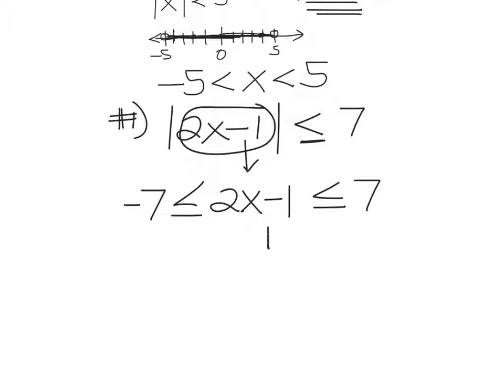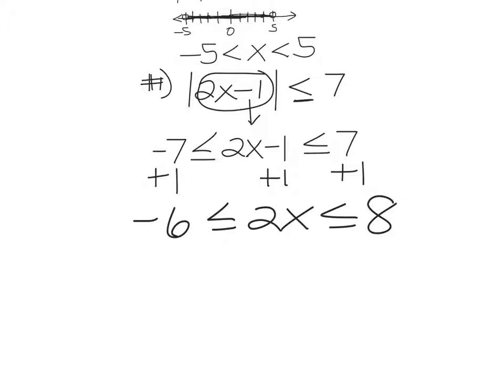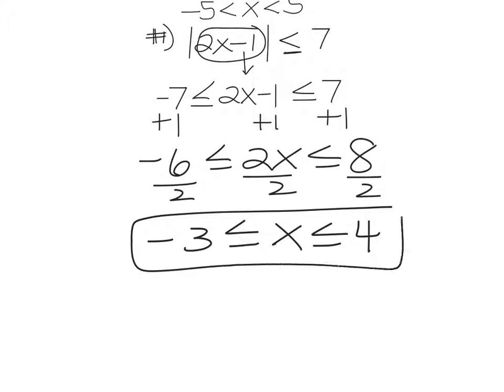So I'm going to add 1, and when I add 1, I need to add it to all the parts. Remember, we did that a couple days ago. So I get negative 6 is less than or equal to 2x is less than or equal to 8. And then divide everybody by 2 so that you get negative 3 is less than or equal to x is less than or equal to 4. And that would be the correct answer.